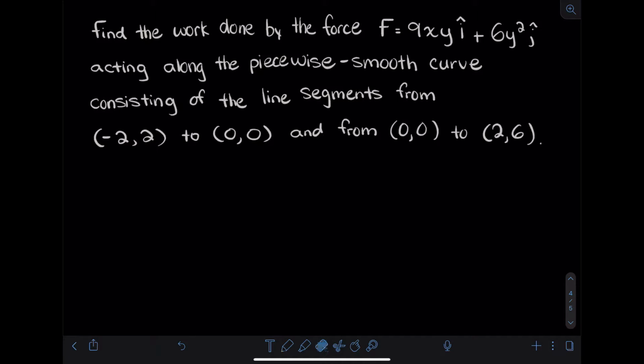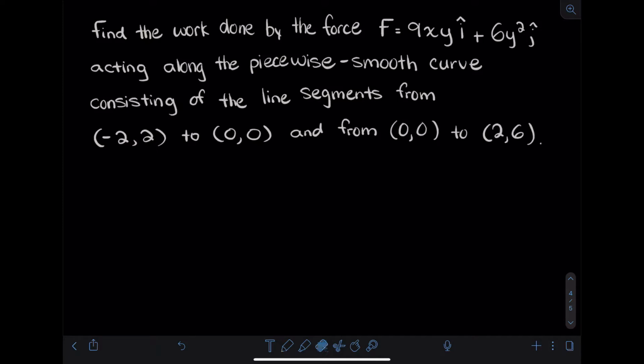So we want to find the work done by this force that's given to us as 9xy in the i direction and 6y squared in the j direction, acting along the piecewise smooth curve. So here we have a piecewise smooth curve. And I'll explain to you why this is not really that much more difficult. So that curve consists of the line segments (-2, 2) to (0, 0), and then from (0, 0) to (2, 6).